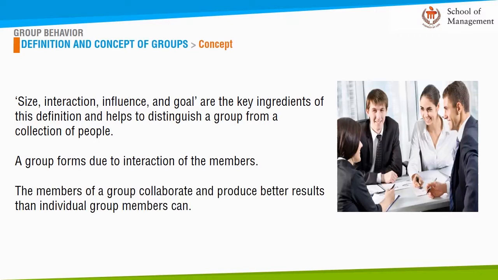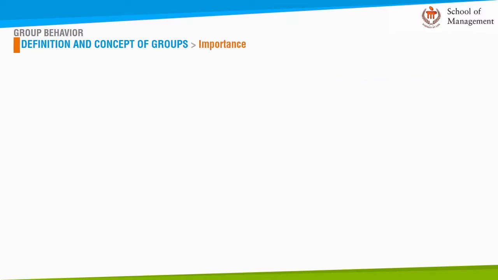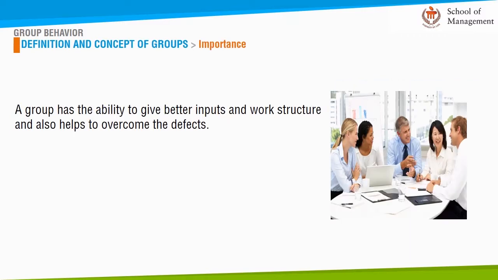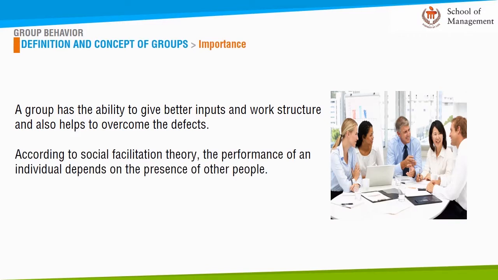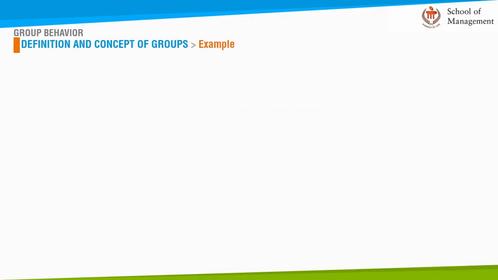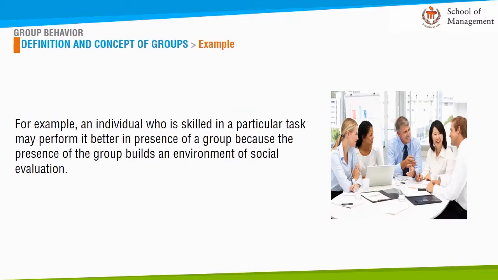The members of a group collaborate and produce better results than individual group members can. A group has the ability to give better inputs and work structure and also helps to overcome the defects. According to social facilitation theory, the performance of an individual depends on the presence of other people. For example, an individual who is skilled in a particular task may perform it better in the presence of a group because the presence of the group builds an environment of social evaluation.